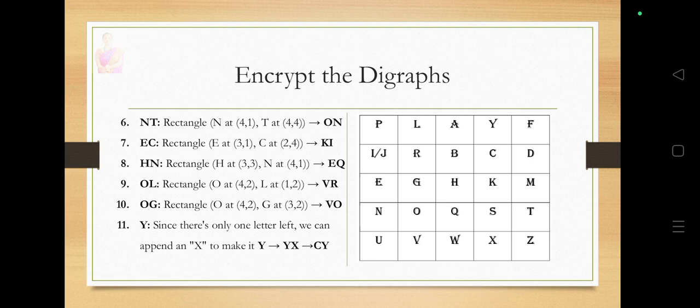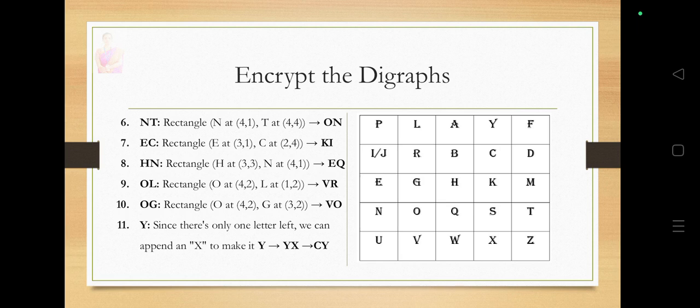Is it clear? And next one is EC. This EC location also differs. So if the locations of E and C differ, you have to make a box and take the intersection. So the answer is KI.